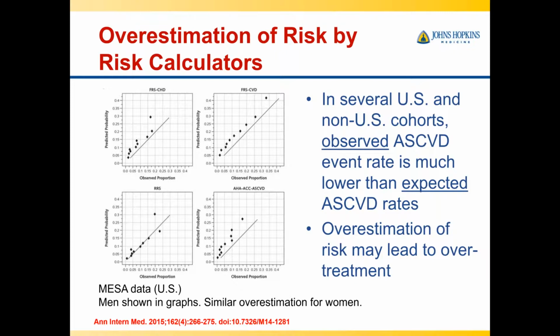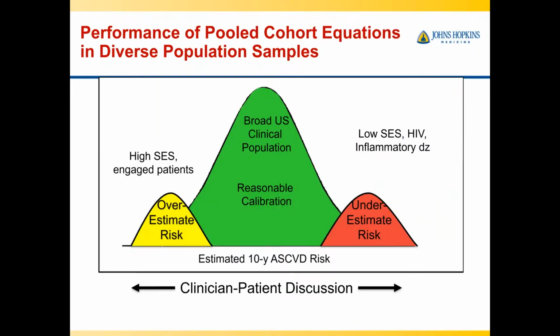So it overestimates risk. If you were to go just by the 7.5% threshold, there is a large subset of individuals who would not really be expected to benefit from statin therapy, whose risk is lower than the calculator may say, and that may lead to overtreatment. But this is overestimation of risk in high SES populations, engaged patients, but there's also the problem of underestimation of risk.